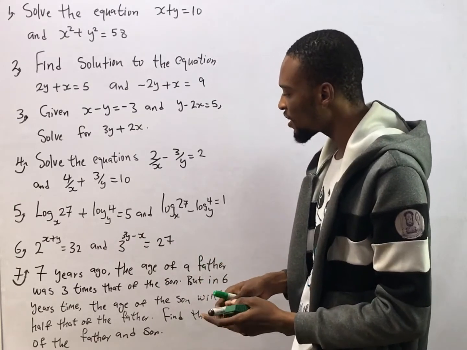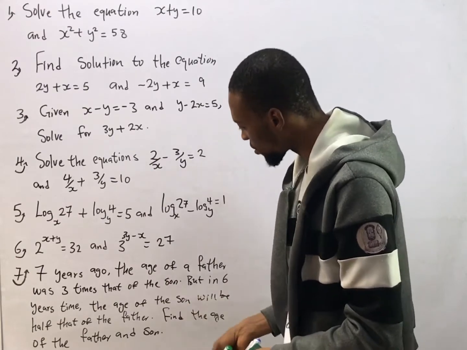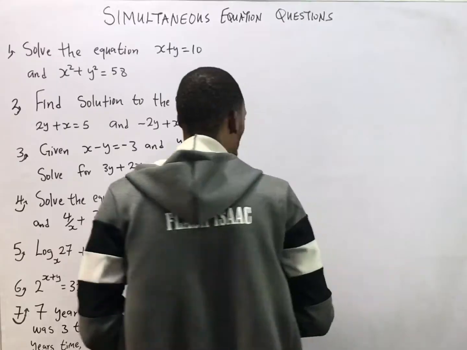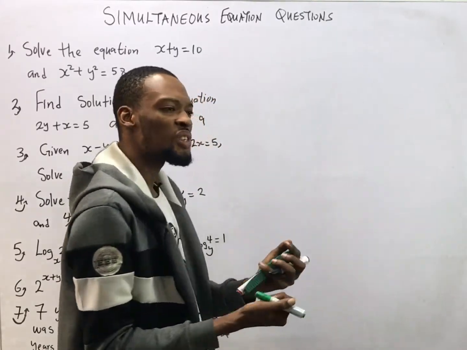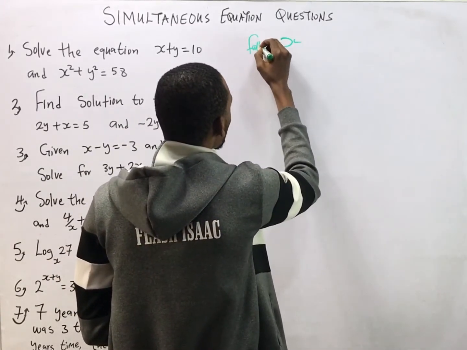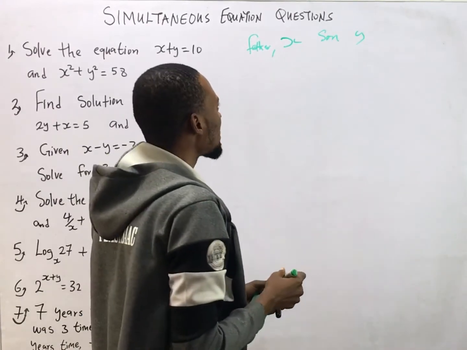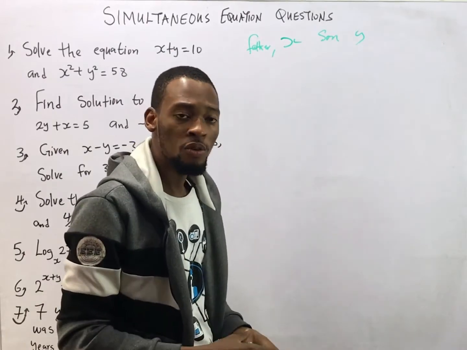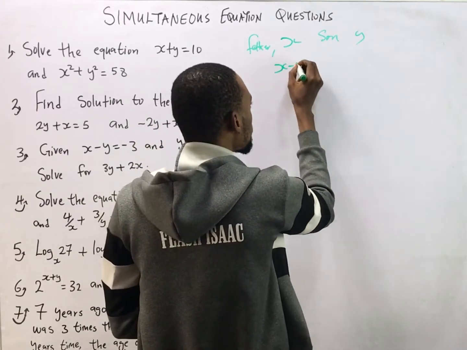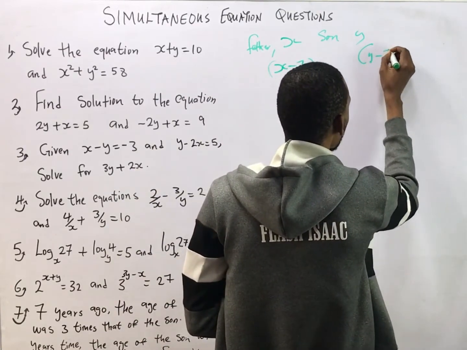Look at it. It says 7 years ago, the age of a father was 3 times that of the son. Full stop. So let's analyze the first statement. Now, we don't know the age of the father. We don't know the age of the son. Let's say the age of the father is s and the son is y. If father is s and son is y, 7 years ago, father will be s minus 7 years old, and son will be y minus 7 years.